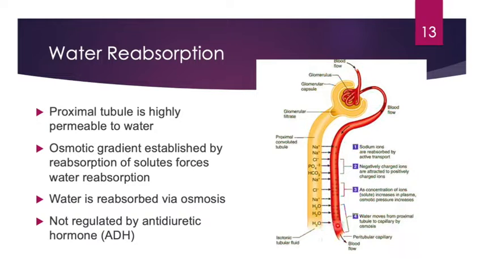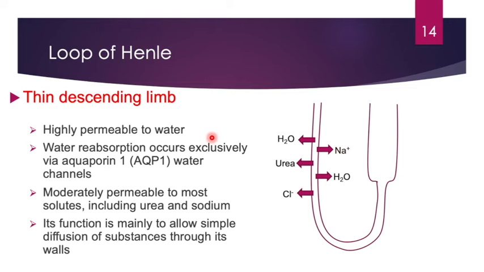This process is not regulated by ADH. So those are the reabsorption processes that occur in the proximal tubule. At the loop of Henle, different reabsorption processes occur. The loop of Henle consists of 3 limbs: thin descending, thin ascending, and thick ascending limb. And all of them have different reabsorptive characteristics.